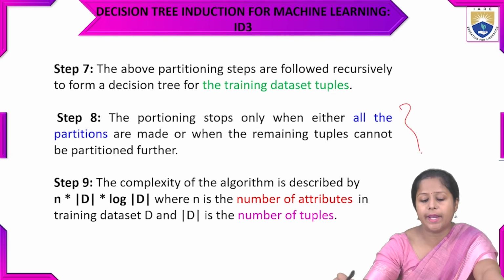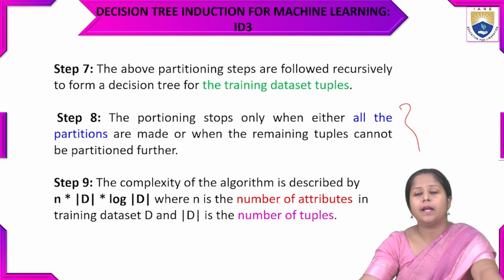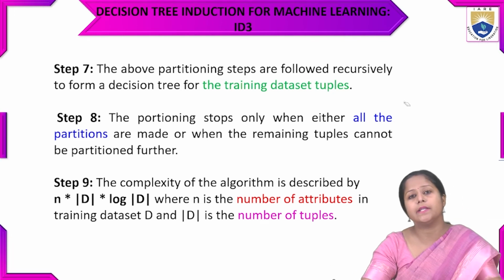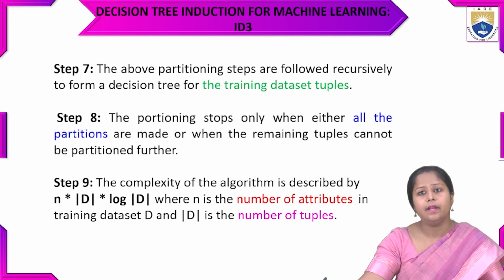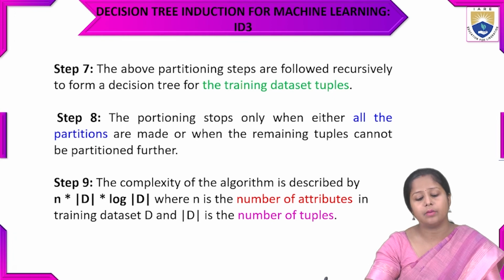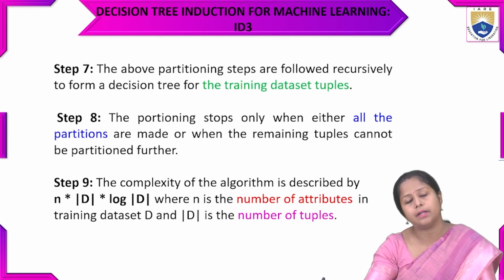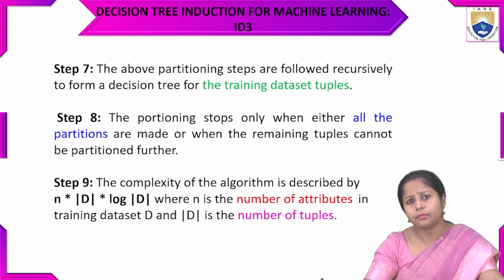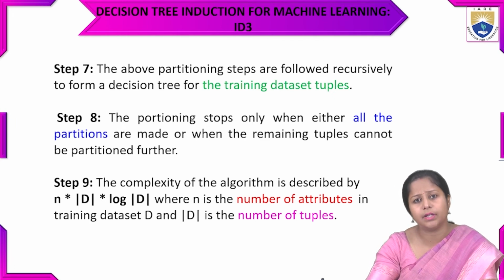In step 8, the partitioning stops only when either all the partitions are made, that is, we have used all of them, or when the remaining tuples cannot be partitioned again. So we will not use those tuples again, and we'll stop that particular decision tree there.